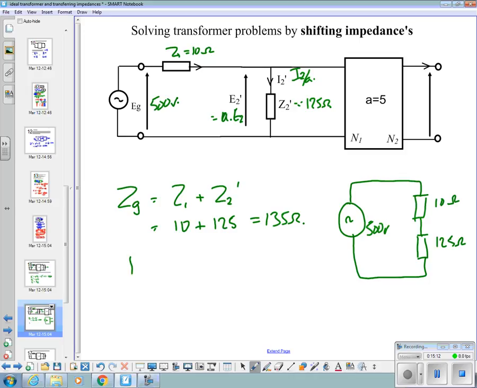Then we calculate a current, I1. I'm going to here say that it's also equal to I2 dash, because that's what we're really interested in. Yeah? And that's equal to EG over ZG. 500 over 135 equals 3.7 amps. Yeah.